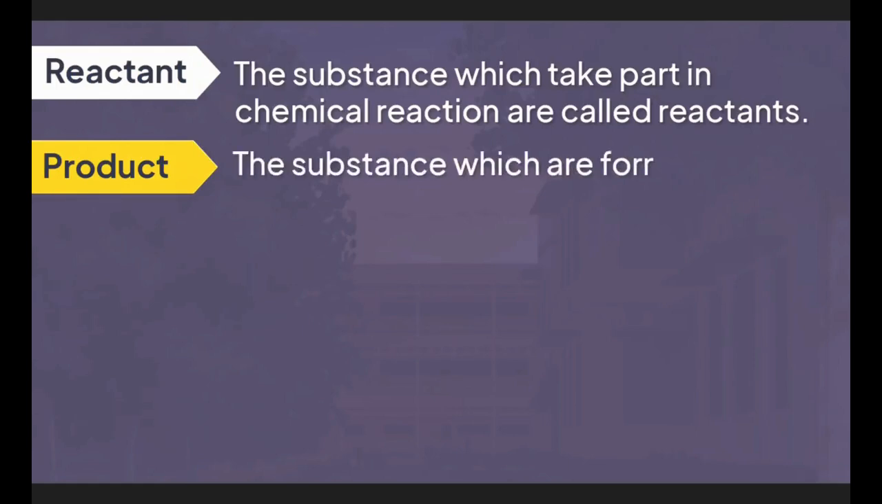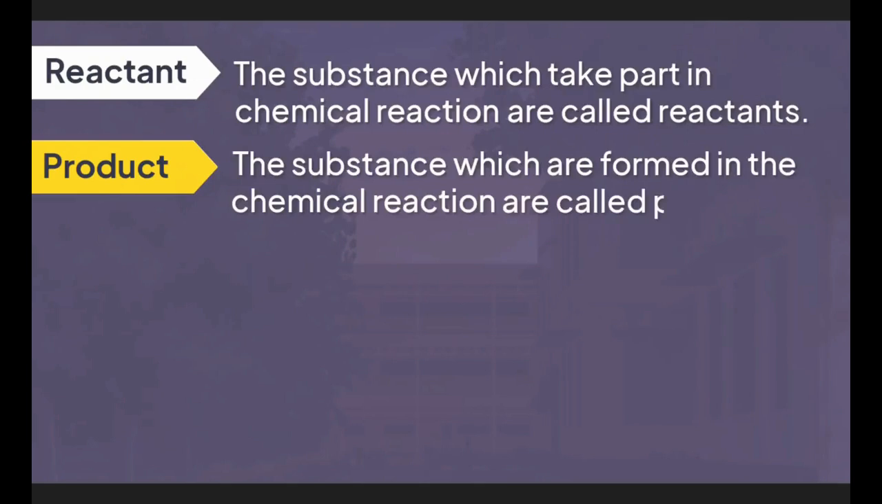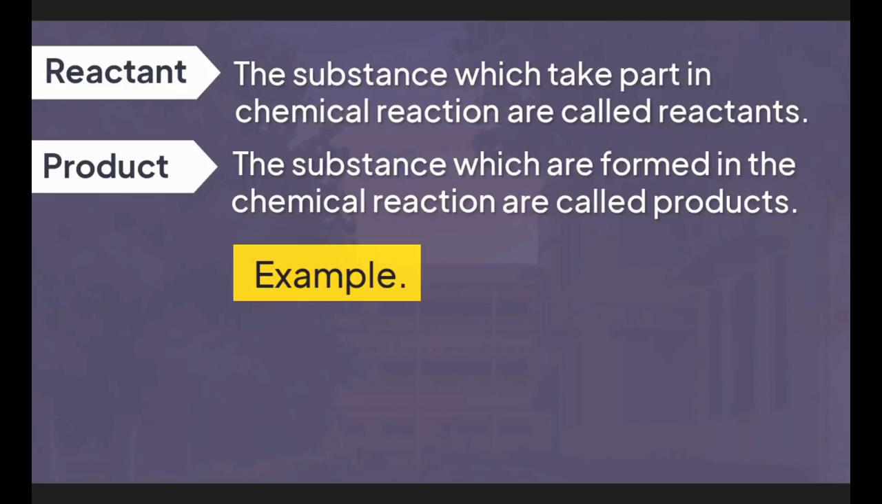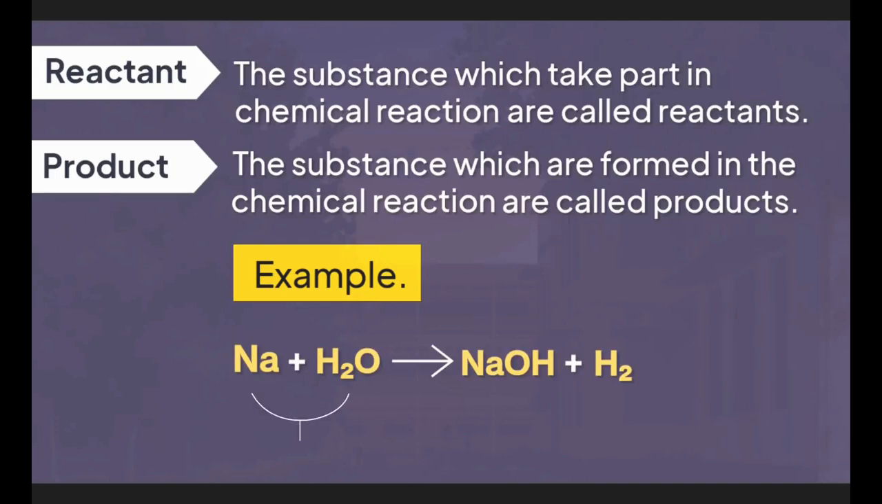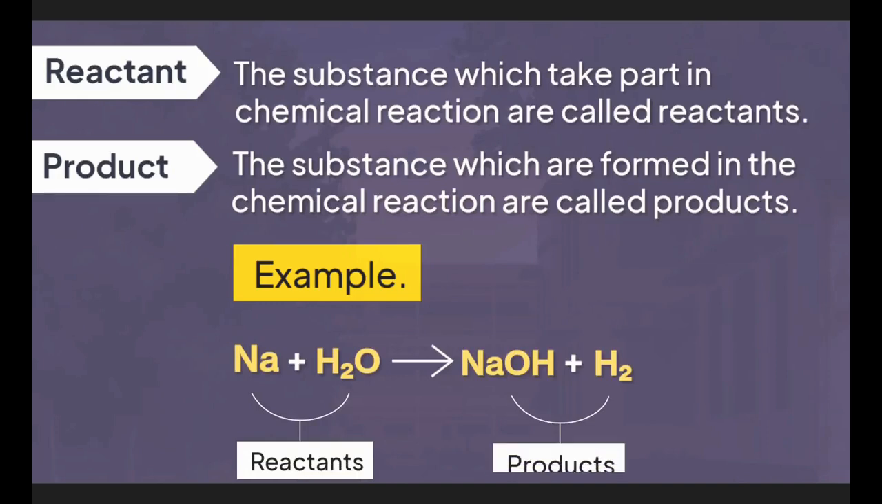And the second one is, what is a product? The substances which are formed in the chemical reaction are called products, which means one or more reactants join to form a product. For example, sodium plus water gives sodium hydroxide plus hydrogen. In this chemical reaction, sodium and water are the two reactants, and sodium hydroxide and hydrogen are the two products obtained.